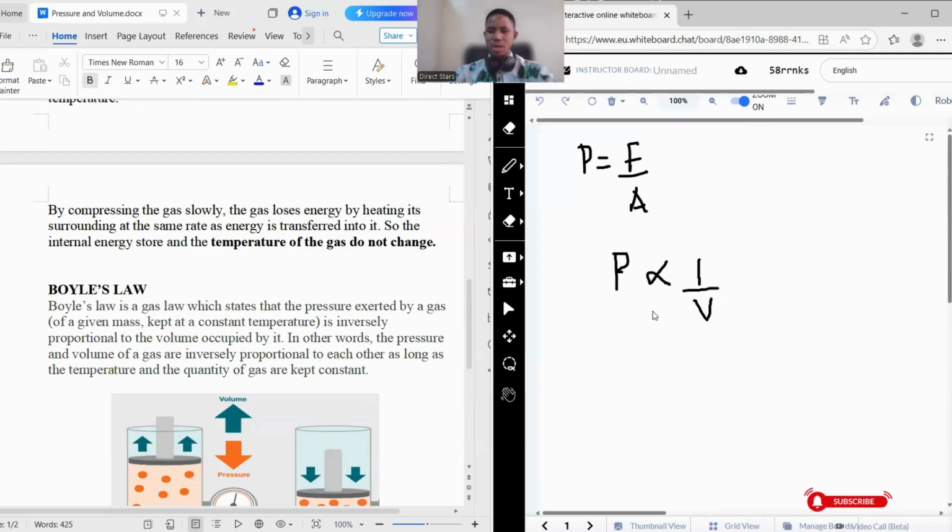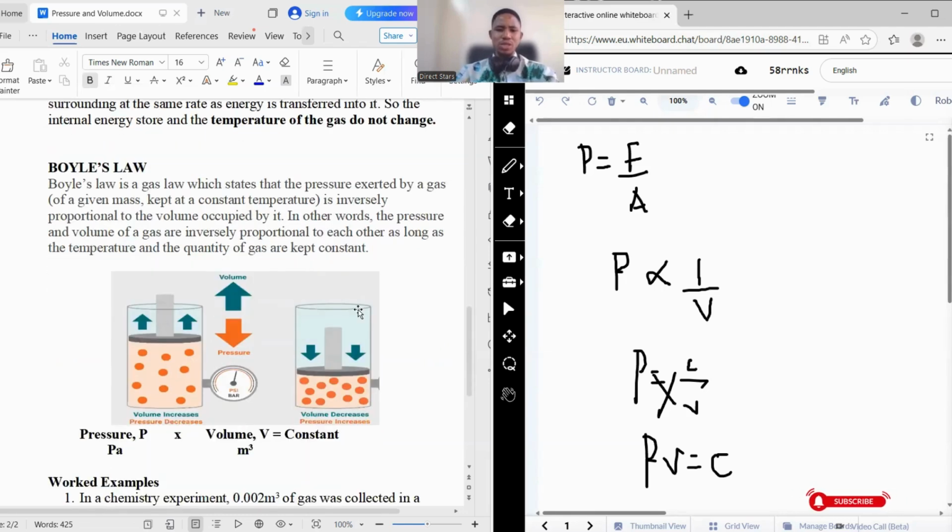From there, we can have P equals, with proportionality, a constant C over V. We cross multiply, then we have PV equals constant. That is how we get what we call Boyle's law: PV equals constant. So pressure multiplied by volume equals a constant, provided the temperature remains constant.